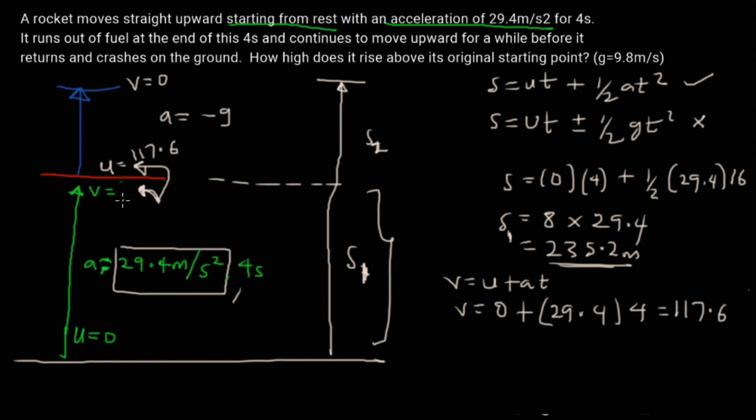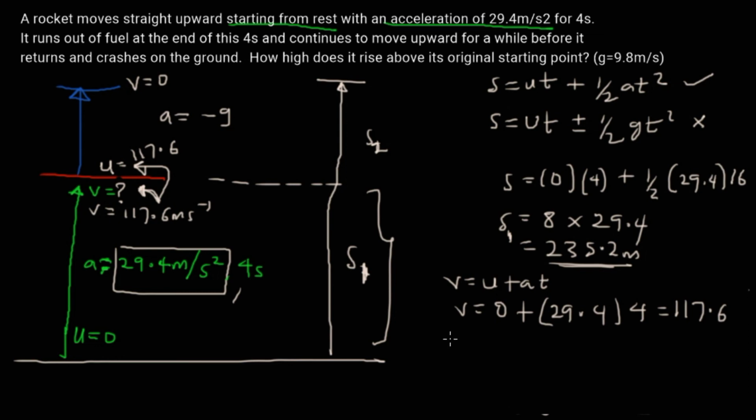So we should have v will now be equal to 117.6 meters per second. Now let's find the distance S2. Since we now know that it will move at this initial velocity, it will have a final velocity of 0, and the acceleration in this case will be due to negative gravity. Because the engine is not at work again, no more petrol, it needs to move due to gravity, and it's negative because it's moving upwards.